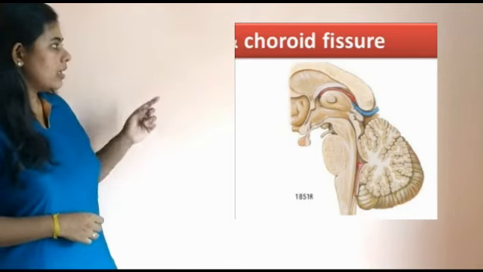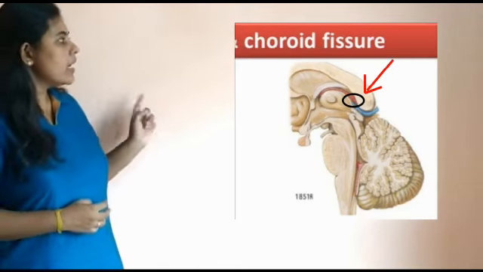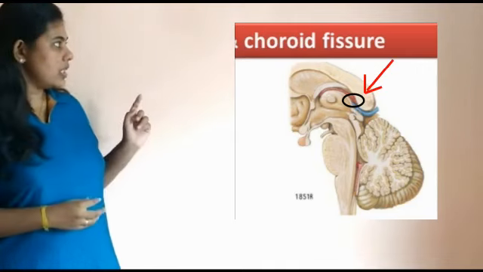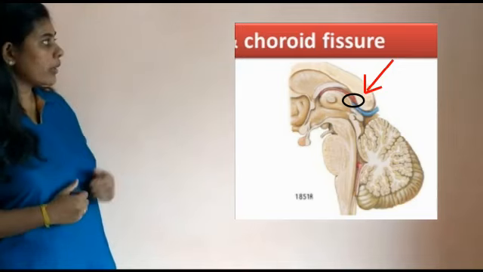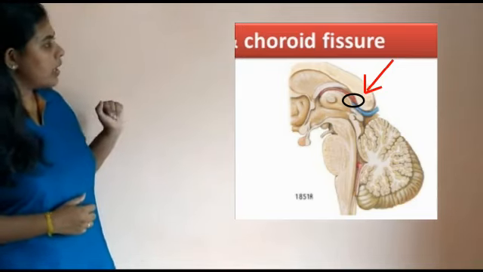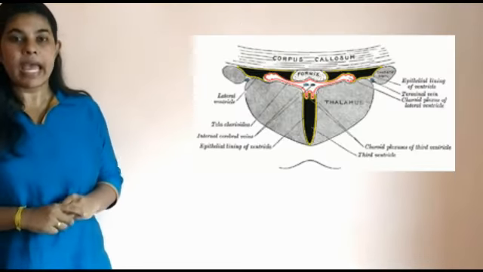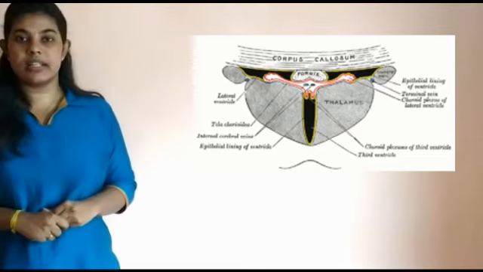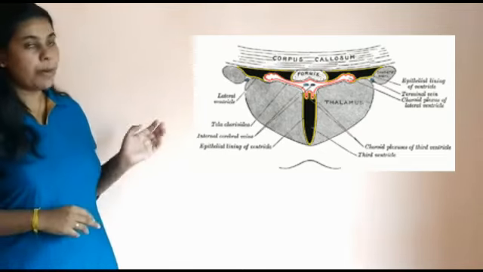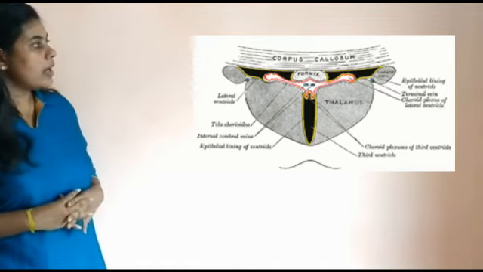You can see this is the choroid fissure. It is on the medial side, at the opening of the C-shaped slit. Through this choroid fissure, the pia mater is entering. The ependyma lining of the lateral ventricle comes into contact with the pia mater. Okay, this is the important point.